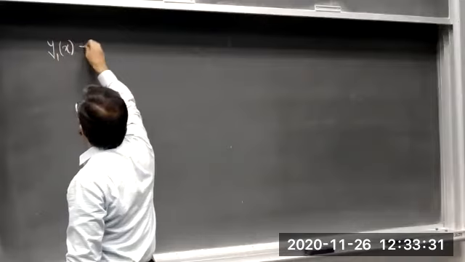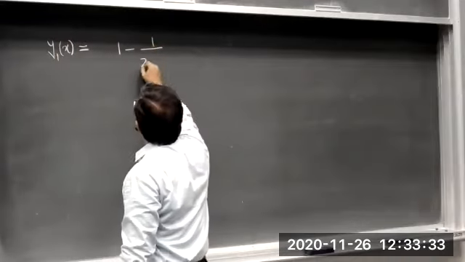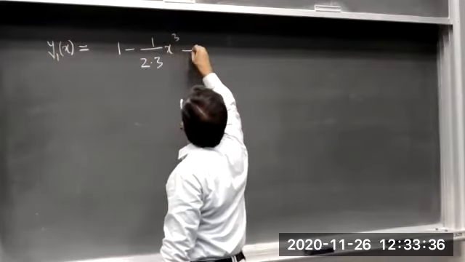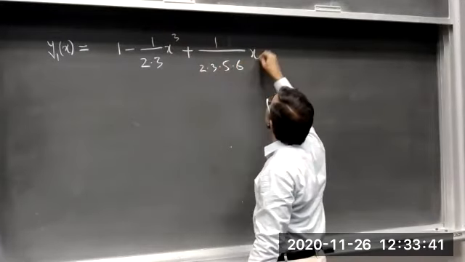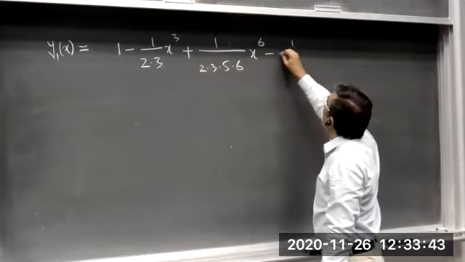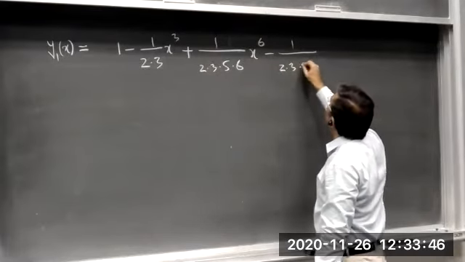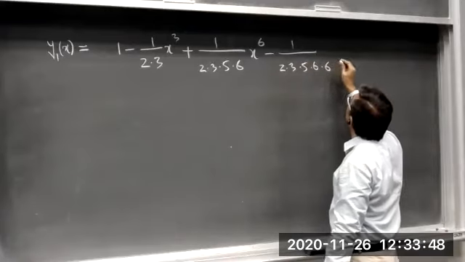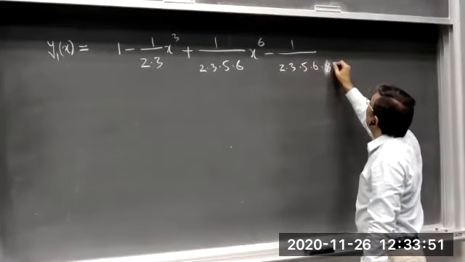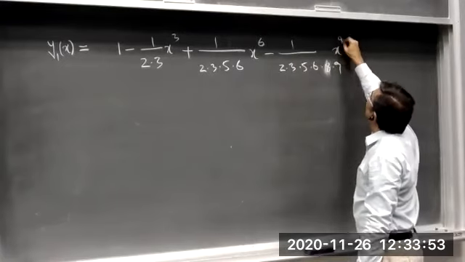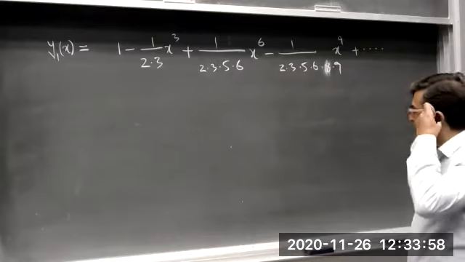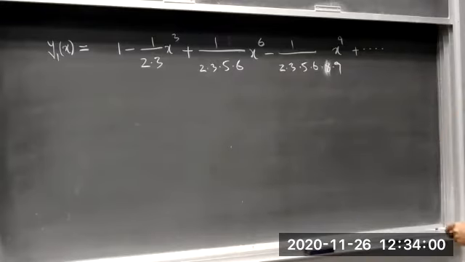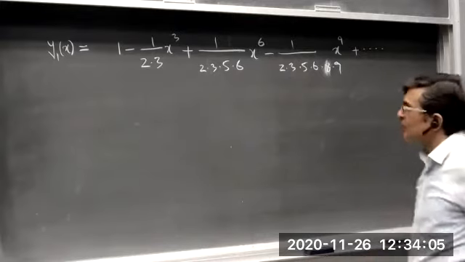y1 is the first series, and it is 1 minus 1 by 2 into 3 x raised power 3, plus 1 over 2 into 3 into 5 into 6 x raised power 6, minus 1 over 2 into 3 into 5 into 6 into 8 into 9 x power 9, plus so on. Okay, now we need to generalize this series and find basically its nth term or the general term.